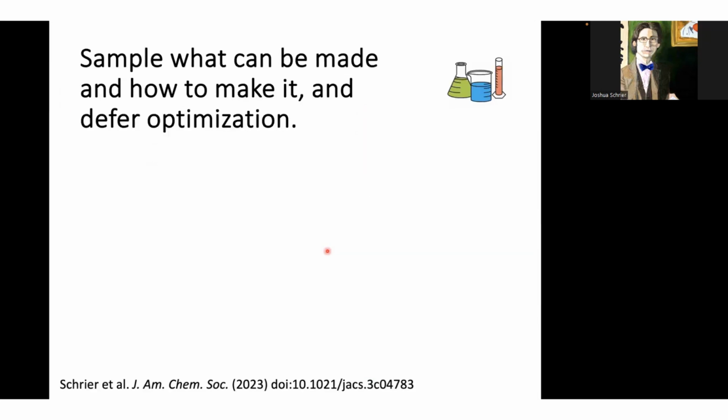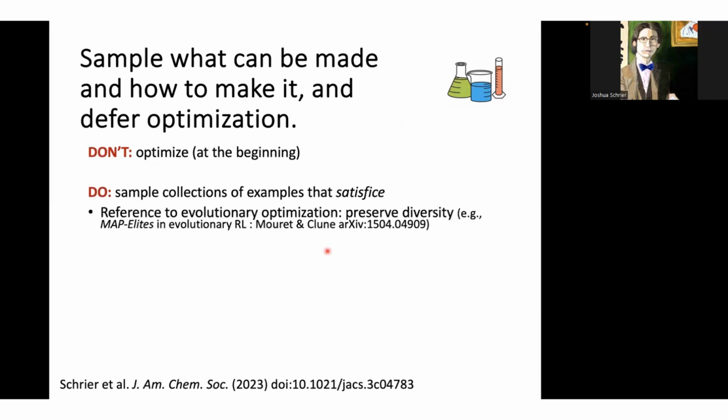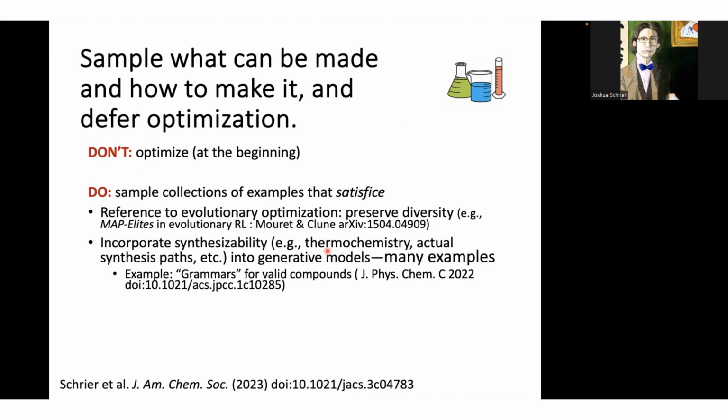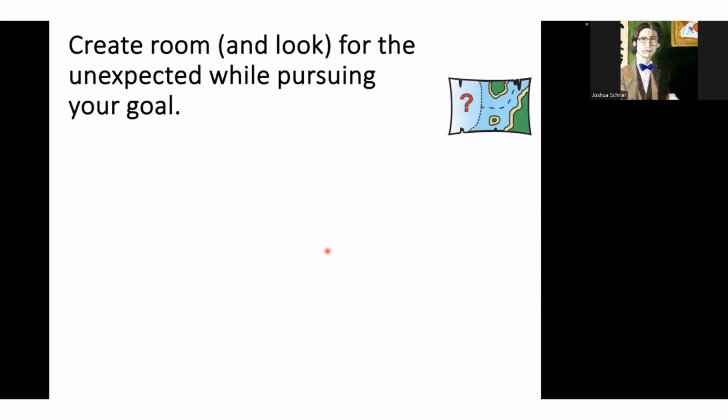Another thing that you might do is just try to sample what you can make, right? And forget about optimization. So this is really Herbert Simon's idea of satisficing. And again, there are different ways that you can incorporate synthesizability constraints, whether it's thermochemistry, computed in some way, or synthetic paths into generative models, right? And so there are many examples of this that we talk about.